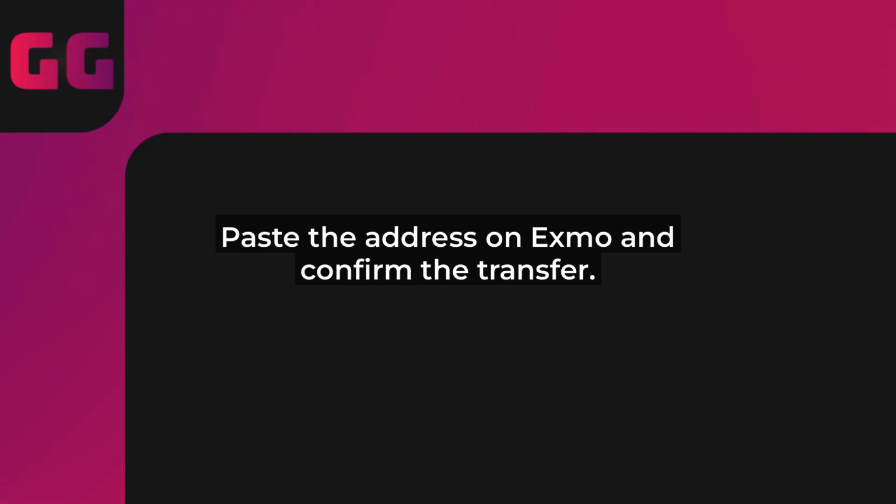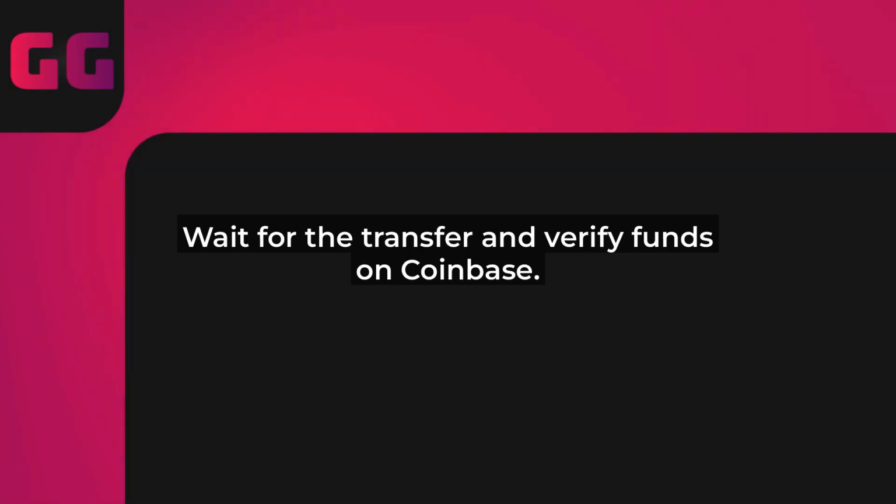Step 4. Back on XMO, paste the Coinbase address into the withdrawal form. Double-check everything: the address, the amount, and the network. Once you're sure, hit confirm. You'll probably get a confirmation email or SMS, so keep an eye on that.